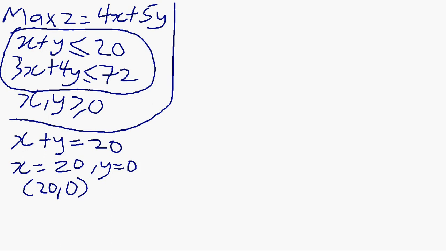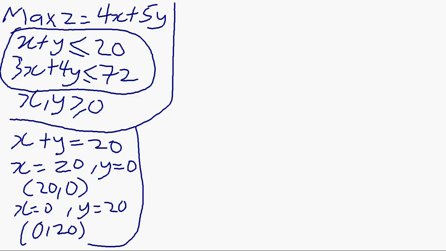And then if we want to get the value for y, we have to equate x to 0. So when x is equal to 0, y is equal to 20. Right. So now we are going to get 0, 20 for this coordinate. So now we come down and then we do it for the 3x plus 4y less than or equal to.